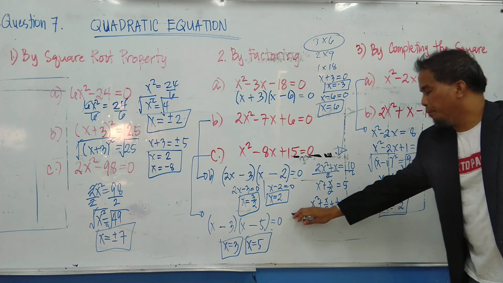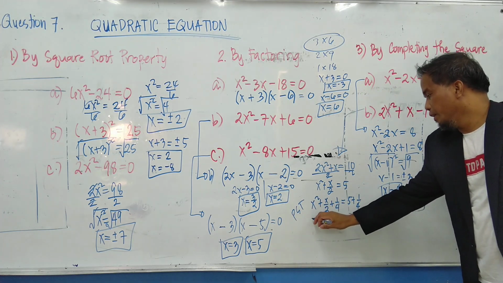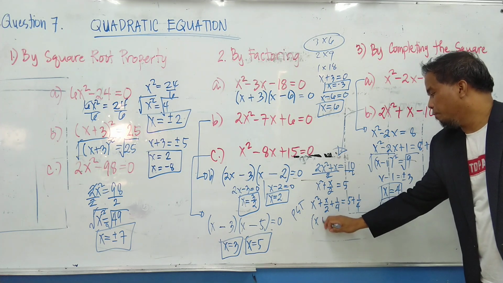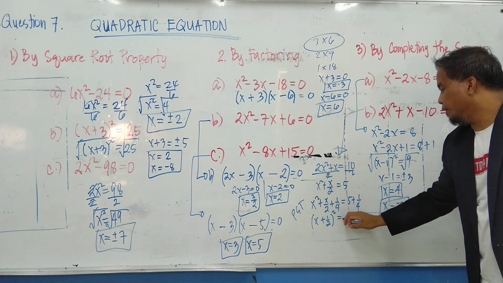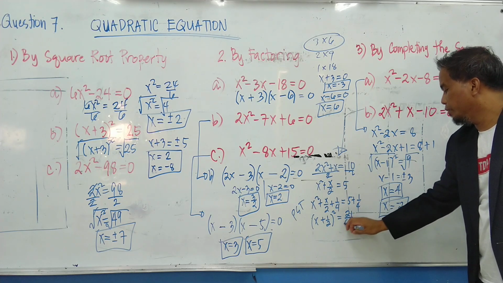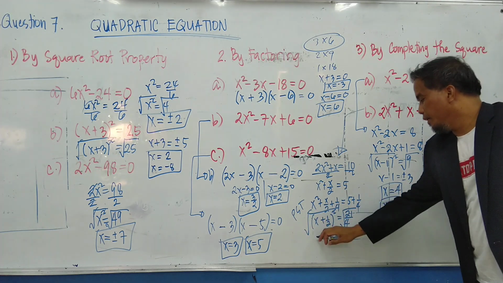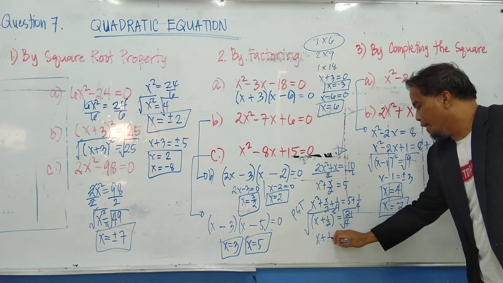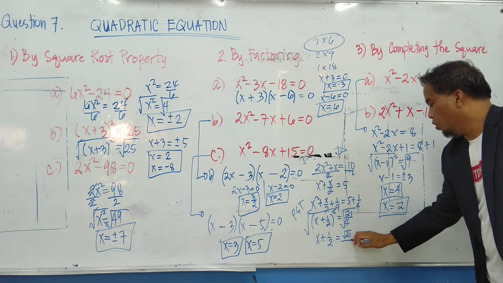Okay, PST, perfect square trinomial. We will factor this. Quantity x plus 1/2 raised to 2 is equals to 5 plus 1/4, which is equals to 21 over 4. Then apply square root property. So x plus 1/2 is equals to square root of 21 over 2.